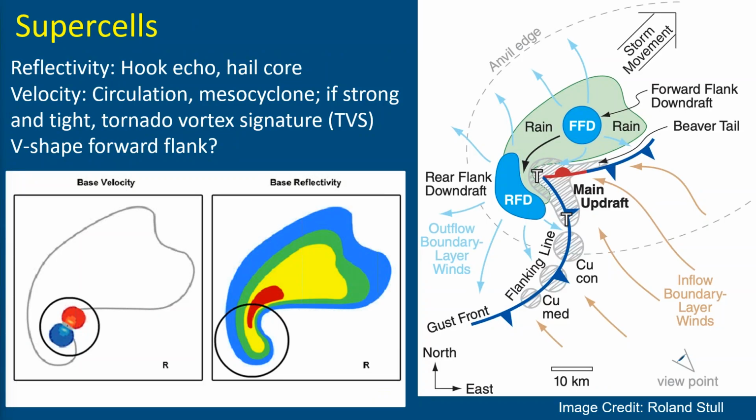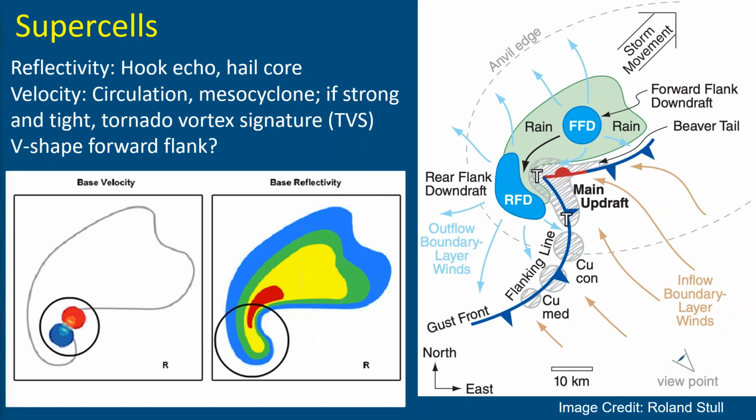First off, let's talk about supercells. These are the most severe types of storms. So in the lower left, imagine the radar is at position R, excuse me, and looking off to the northwest. So on the reflectivity end of things, the storm's moving from southwest to northeast.